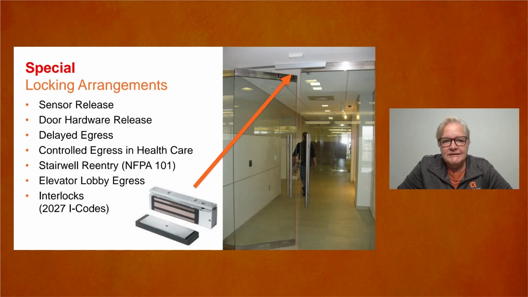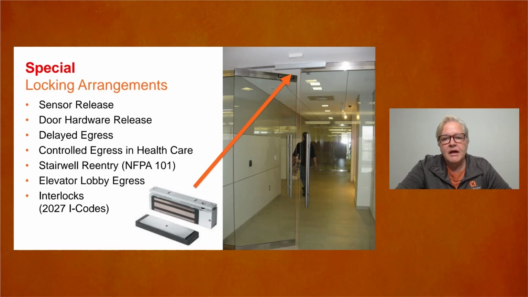So typically the listing requirements apply to special locking arrangements, and those are all listed here. For many editions of the codes, these systems have had specific code sections that address them. So if you want to look at delayed egress, you can go and find the section on that. Or if you want to look at stairwell reentry, you can go find the section on that. But this list does not include all types of electrified hardware systems, including the most common type of access control system that I mentioned on the previous slide.